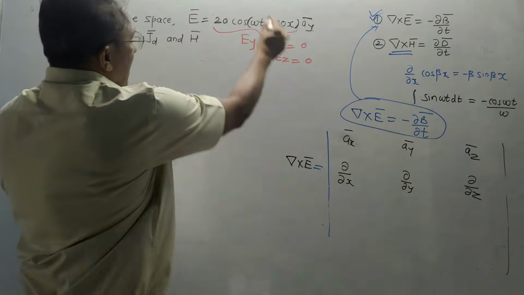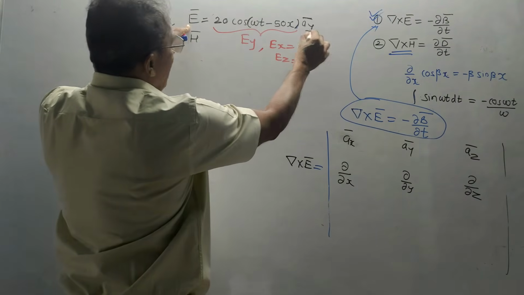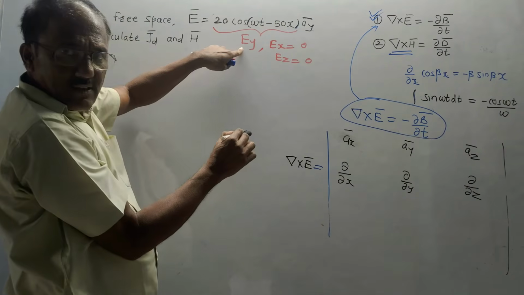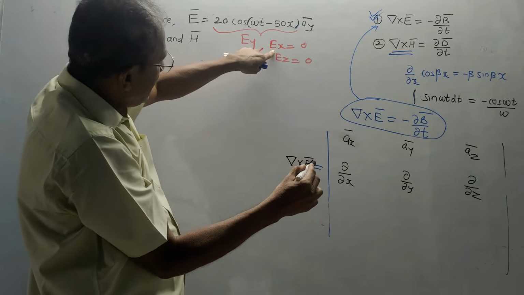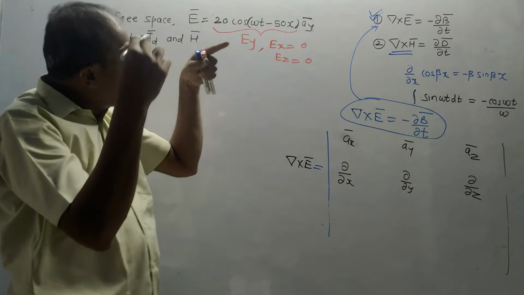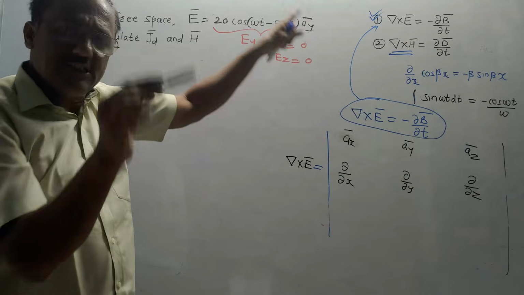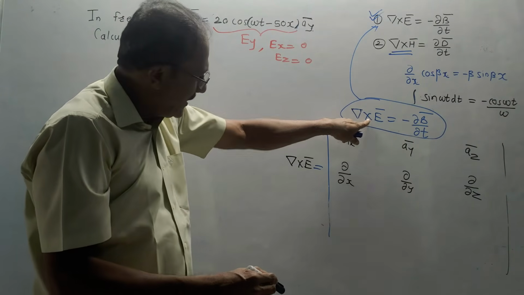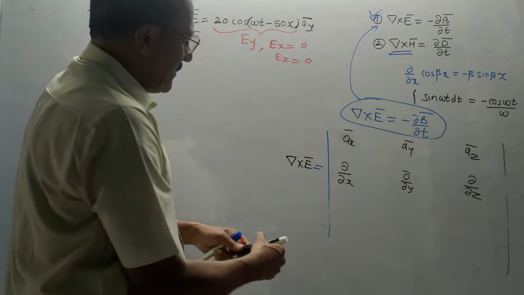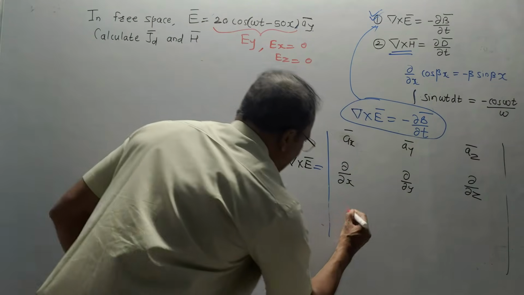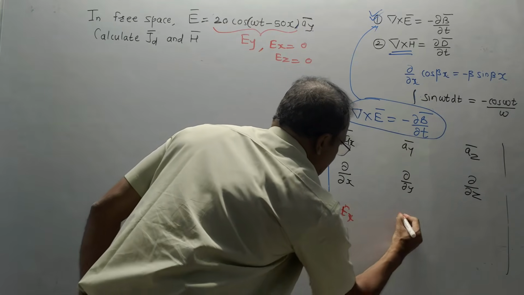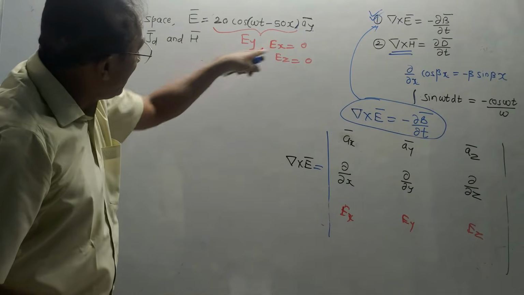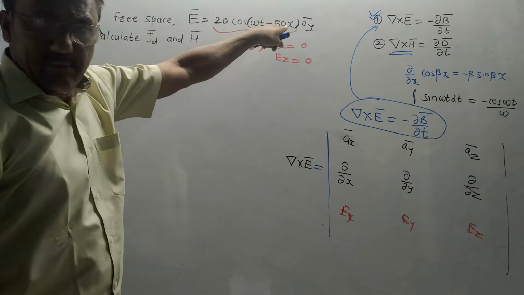Now, the given direction of E bar is ay bar. So skipping the direction, the remaining value is the value of Ey. What about the other terms? Ex and Ez are 0 because there is no term related to directions ax bar and az bar. Now I have to write this LHS part of the equation in terms of a determinant like the previous sum. So initially I will be writing Ex, then Ey and Ez. As we discussed, we have only the Ey term, that is 20 cos omega t minus 50x.